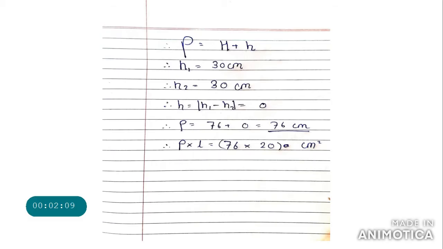By this equation we can calculate the P cross L value, which remains constant throughout the experiment. Thus P is equal to capital H plus small h. Here small h is the difference between H1 and H2, which are the heights of the mercury column. Thus h is equal to H1 minus H2, and here capital H is the atmospheric pressure in mm of Hg. Here the atmospheric pressure is 760 mm of Hg or 76 centimeter of Hg. Here Hg is mercury and P cross L will be constant throughout the experiment. Here P cross L is given.